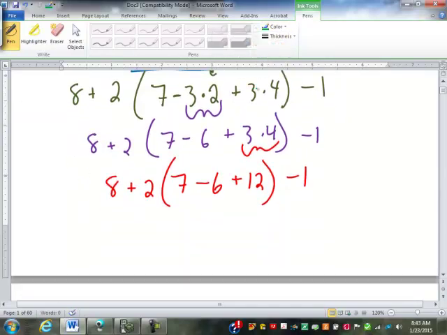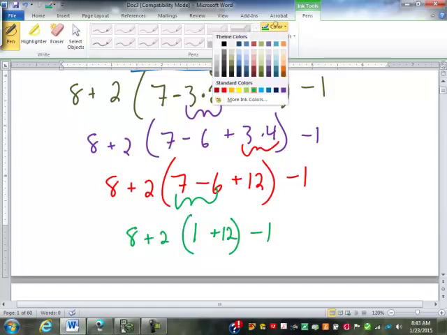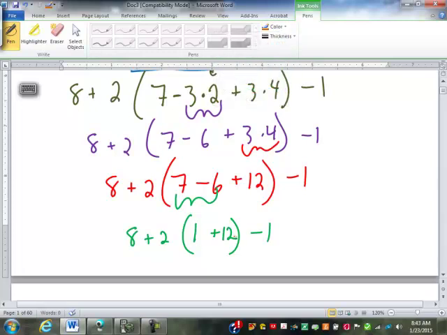Now we've done all the multiplications and divisions we can do. We're down to level 4, which is addition and subtraction. There's both there, so we're going to go left to right. 7 minus 6 is 1. And then 1 plus 12 is 13.